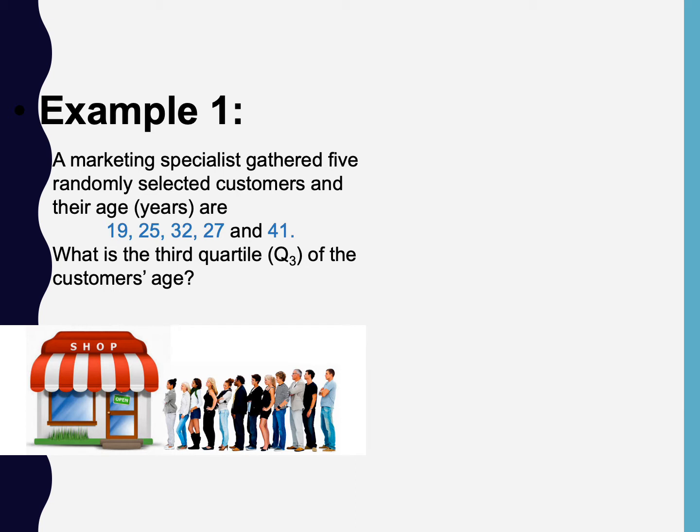Let's take a look at this example. You gathered 5 randomly selected customers and their ages, and the data are as follows. What is the third quartile of the customers' ages? So the first step is to arrange the data set ascendingly.